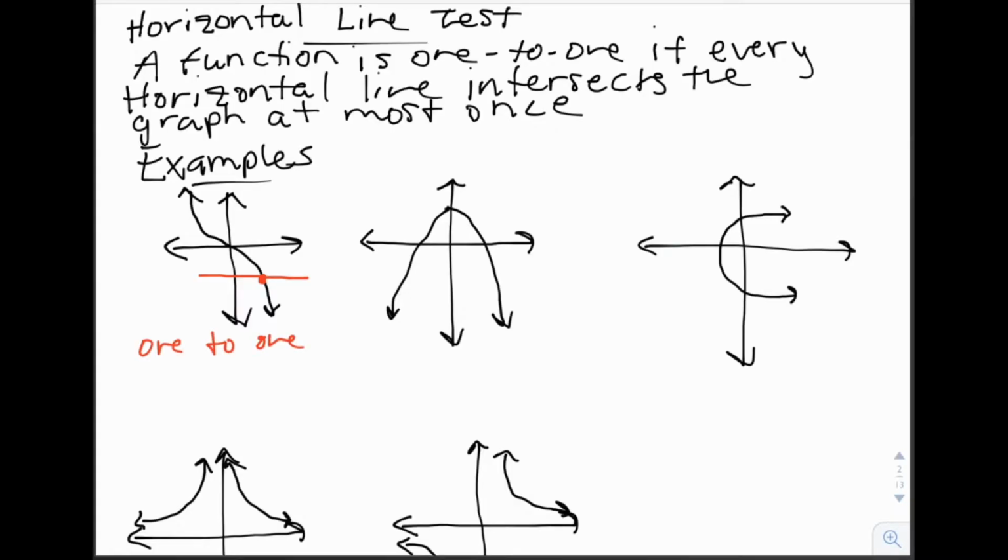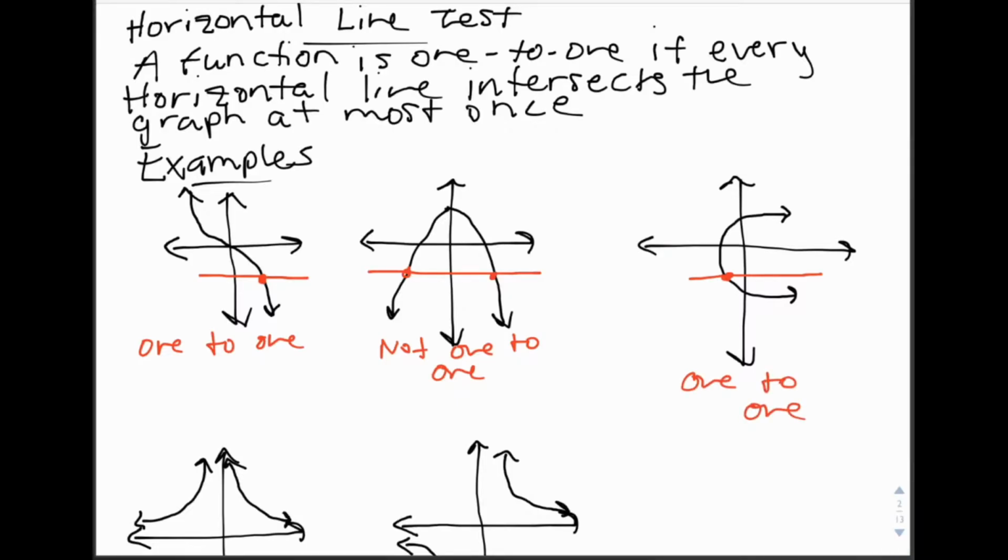Now for our second one, notice what happens if I draw a horizontal line here. We will intersect twice, and that is not what we want, so this one is not one-to-one. All right, our third example here, this one is going to be one-to-one. Notice how if I draw a horizontal line, we will intersect at most once, so this one is going to be one-to-one.